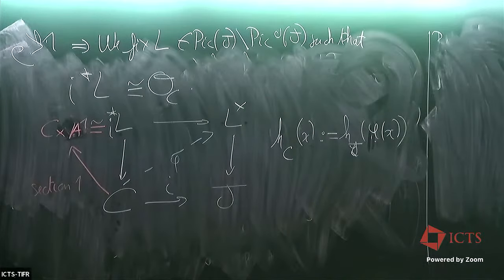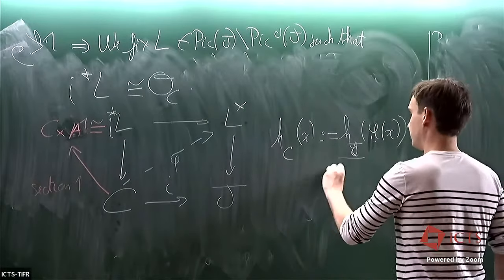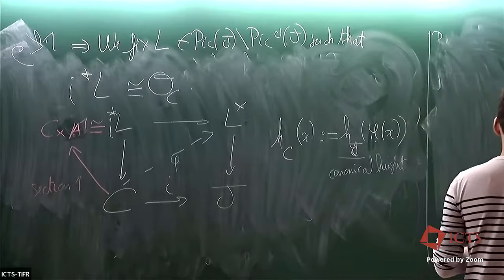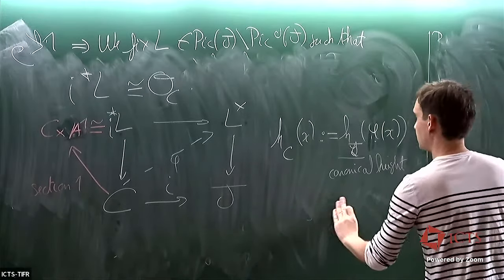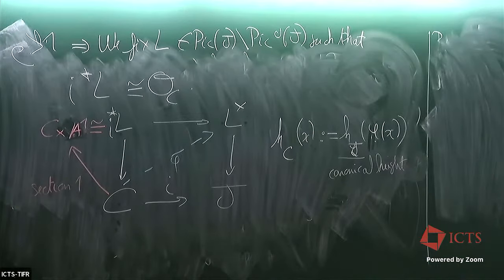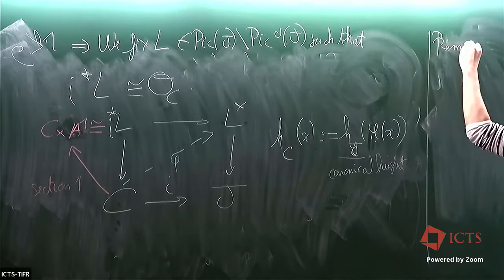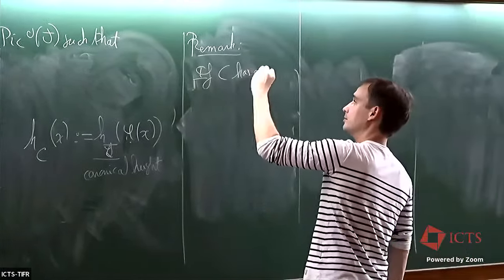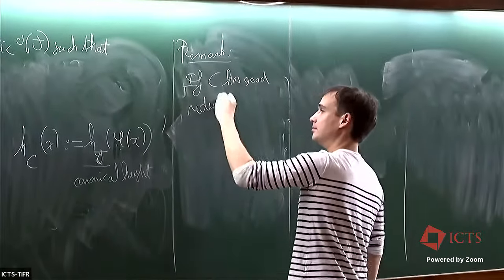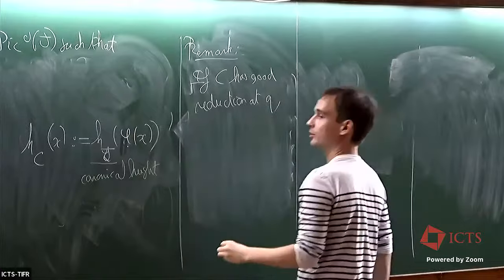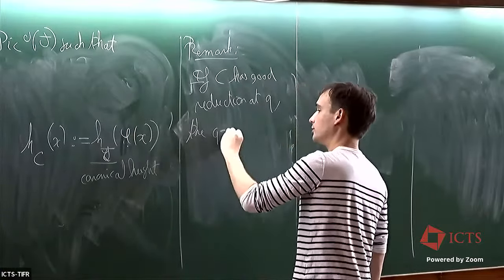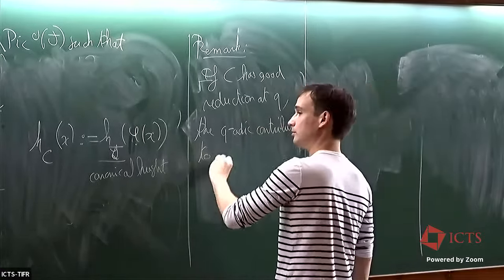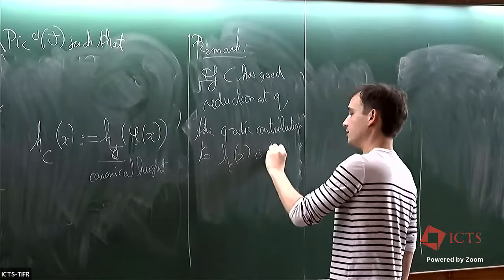All right. Of course, I take a canonical height here, but I could take another one. All right. First remark. If C has good reduction at q, the quadratic contribution to HC of X is always 0.